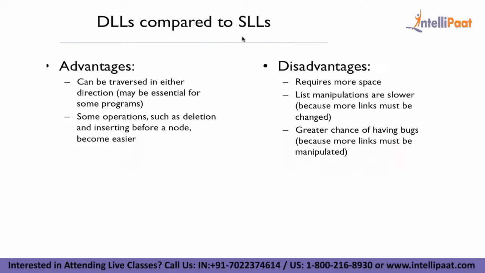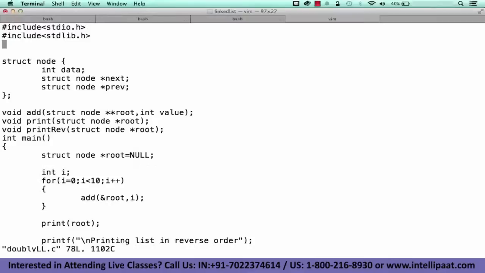DLLs compared to SLLs. Before that, let's write some code for the doubly linked list. So this is the code for the doubly linked list. As you can see, we have a structure node. Earlier it had data and a next pointer. Now it has a previous pointer also, which points to the predecessor of the node. The next pointer points to the successor of the node.